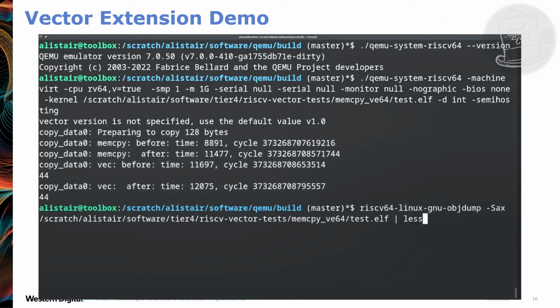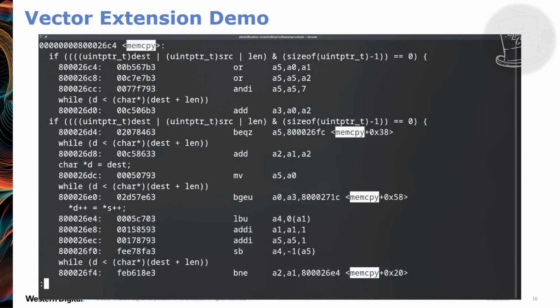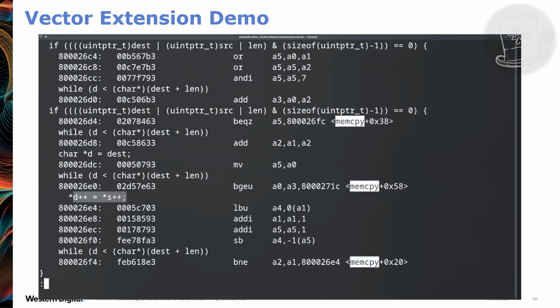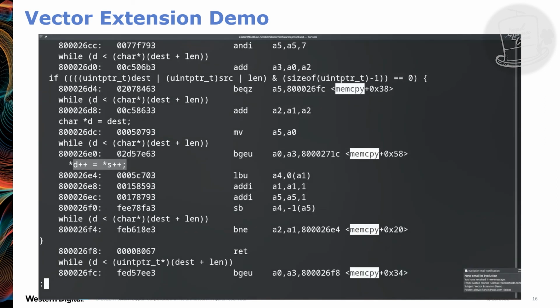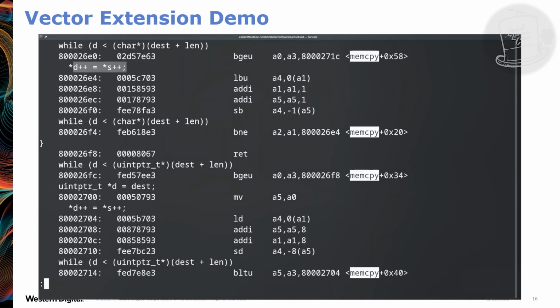And then this is the actual object dump. So I can look at the old memcpy and the new vector one. I think the old one takes like 23 assembly instructions to do the copy, and the vector one's about 13. So you can already tell the vector is significantly fewer instructions, so it's smaller binaries.